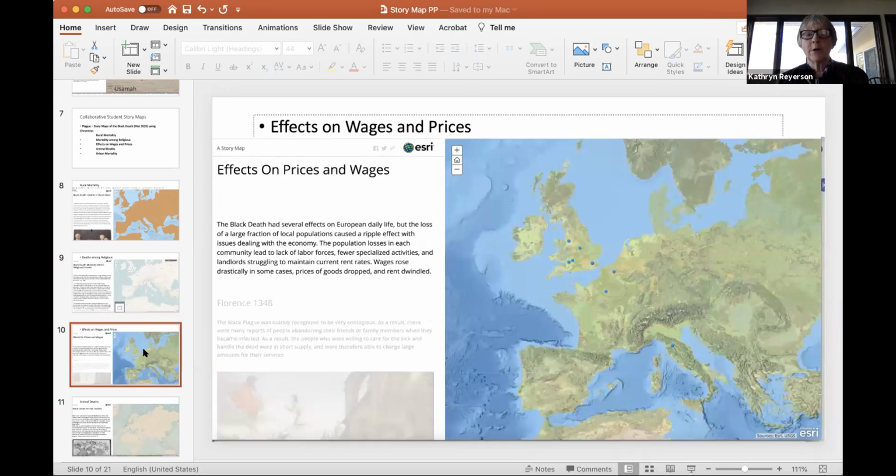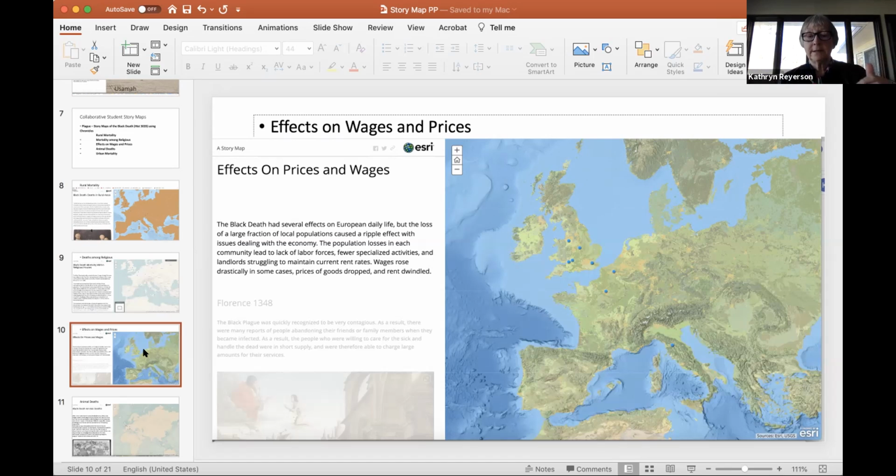Wages and prices were probably the most tricky topic, because the data was less fruitful, I think, in these sources, but there were occasional mentions of this. And I think it caused this particular group to look at the effects on the economy, really, of the plague.